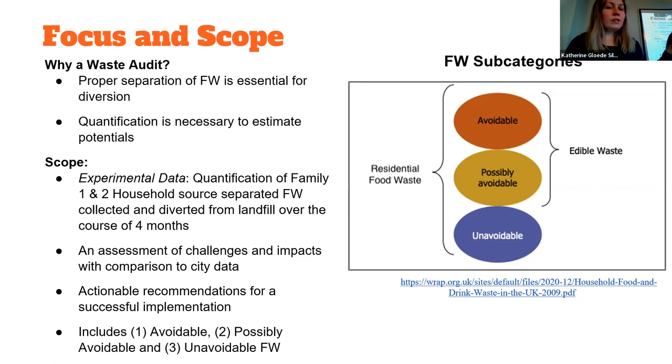On the chart right there, you can see what was included in the scope. Food waste, just like you named it, includes, for the purpose of the study, avoidable, something that was rotten before it was eaten; possibly avoidable, some people eat, some don't, pizza crust or apple peels; and unavoidable, that's your eggshells or avocado peels. What was not in scope is further subsequent quantification of each of these categories.